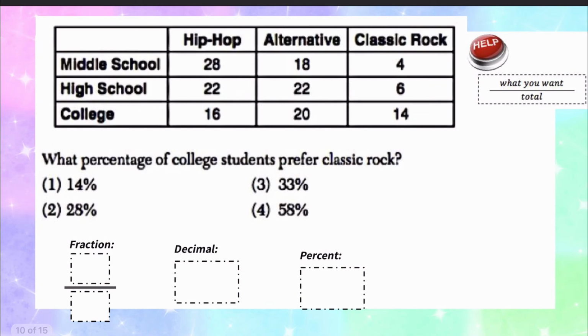Here's another question, multiple choice. What percentage of college students prefer classic rock? Now, if I only care about the college students, what information in this table can I eliminate? I don't need middle or high school students. For my fraction, I need a total. What's the total number of college students? When I add these up, 16 plus 20 plus 14, I get 50.